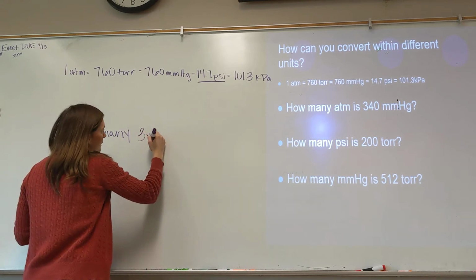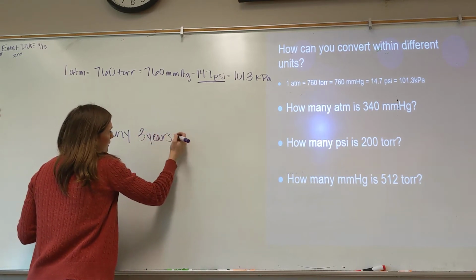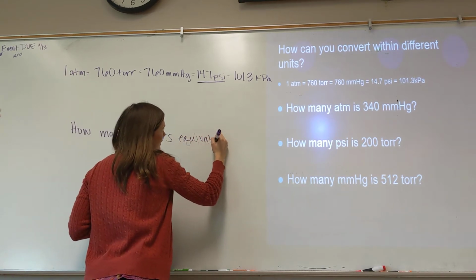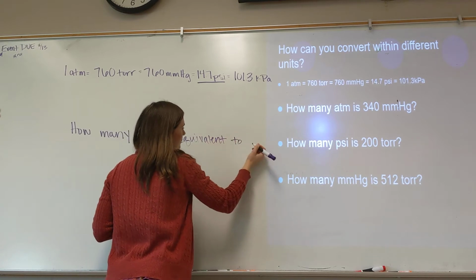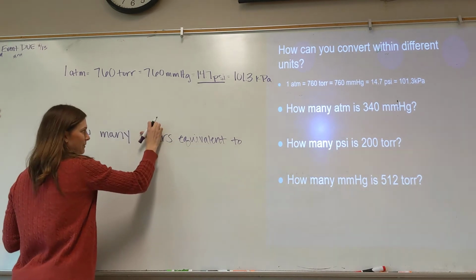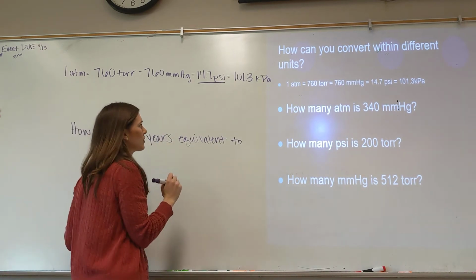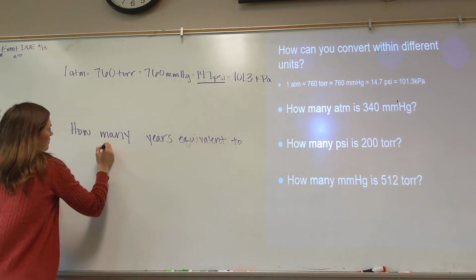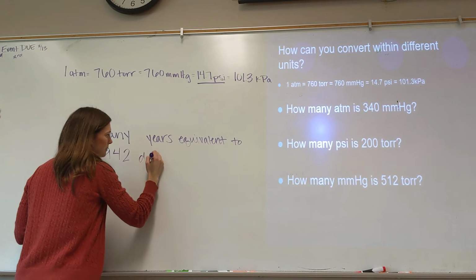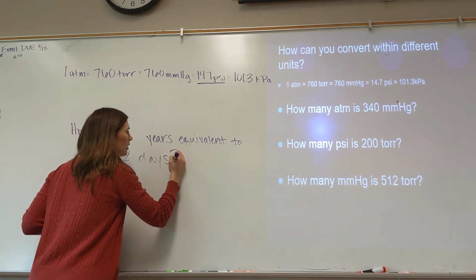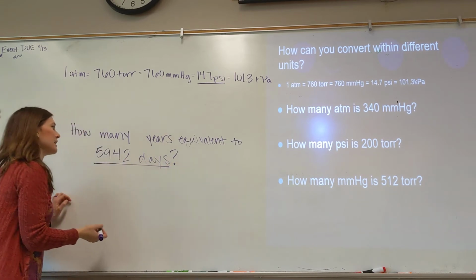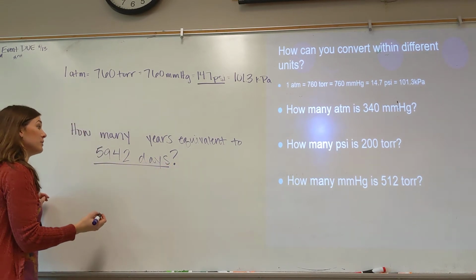So for example, if I asked you how many years are equivalent to 5,942 days? Okay. Remember, we always start with what we're given. So our given is the 5,942 days.